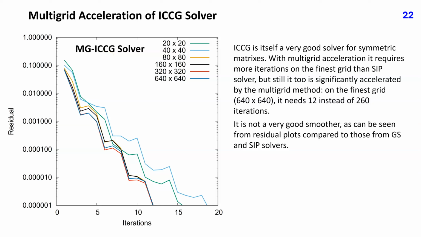This slide shows the performance of multigrid method with ICCG solver. In terms of number of iterations required to reduce the residual norm 6 orders of magnitude, this version falls between the versions with GS and SIP solvers. As was in the case with Laplace equation, the variation of residuals is not always smooth. Sometimes on the finest grid level they increase from one iteration to the next. However, multigrid approach still accelerates the convergence.